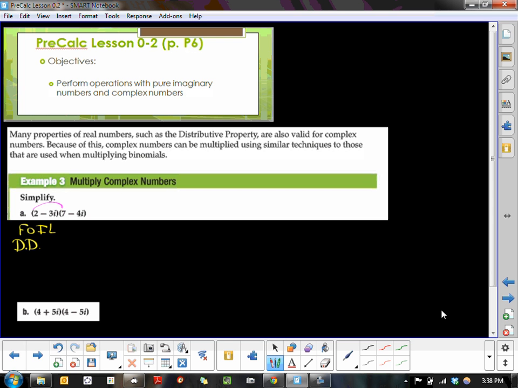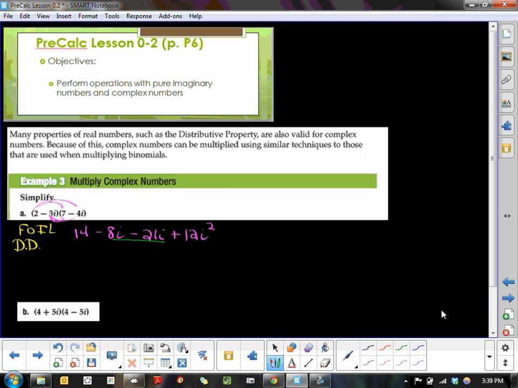So we got 2 times 7, which is 14. Then we got 2 times a negative 4i, which is a negative 8i. You have a negative 3i times 7, which is a negative 21i. And then you have a negative 3i times a negative 4i, which is positive, negative times negative is positive, 12i squared. Okay, so now we need to collect like terms and do some simplifying.